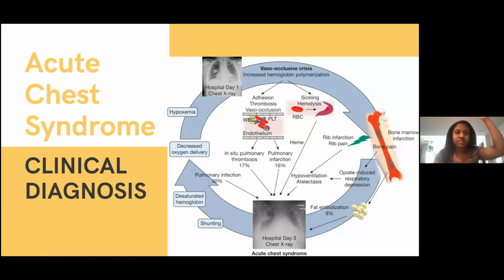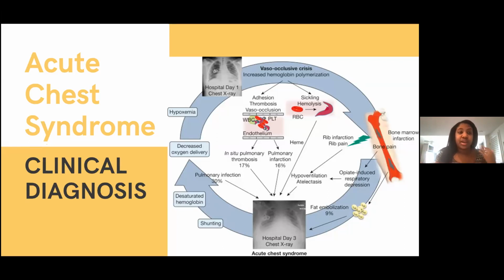And I'm going to kind of talk through some of the different complications. So this patient has acute chest syndrome. It is one of the most common complications of sickle cell disease, and actually the most common cause of death in patients with sickle cell disease. About half of patients with sickle cell disease will have an episode of ACS in their life. And 78% of those ACS episodes come with a vaso-occlusive pain crisis.